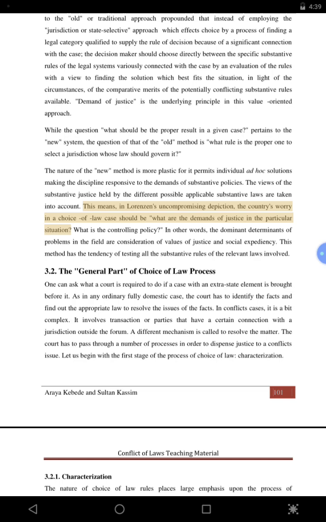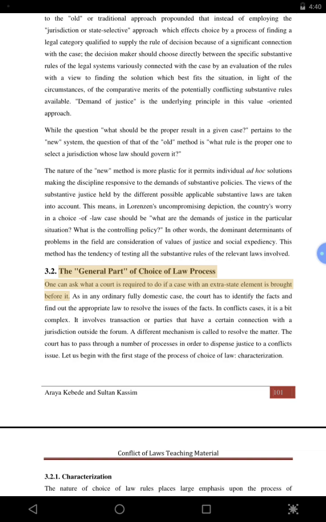This means, in Lorenzen's uncompromising depiction, the court's worry in a choice of law case should be, what are the demands of justice in the particular situation? What is the controlling policy? In other words, the dominant determinants of problems in the field are considerations of values of justice and social expediency. This method has the tendency of testing all the substantive rules of the relevant laws involved.